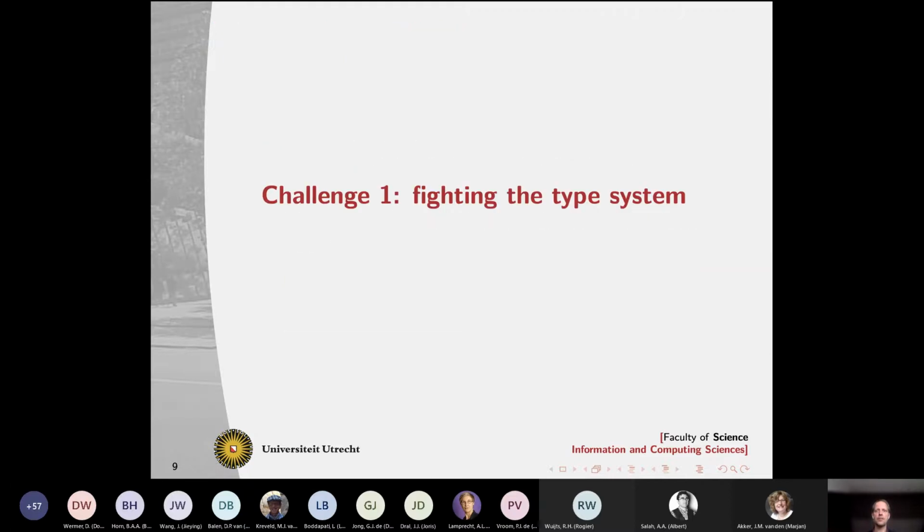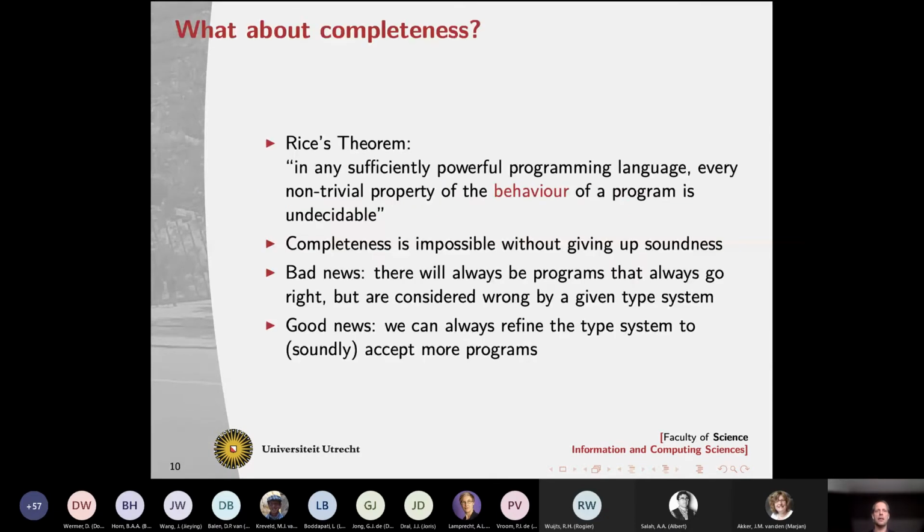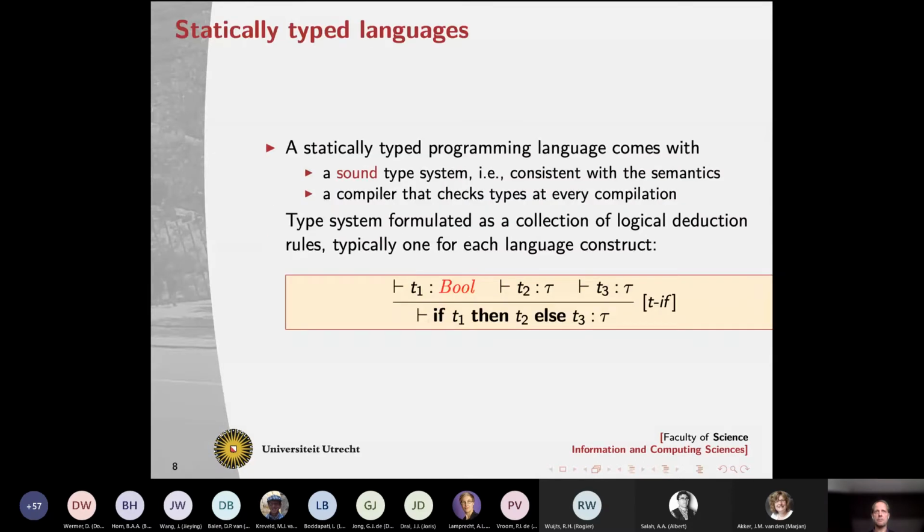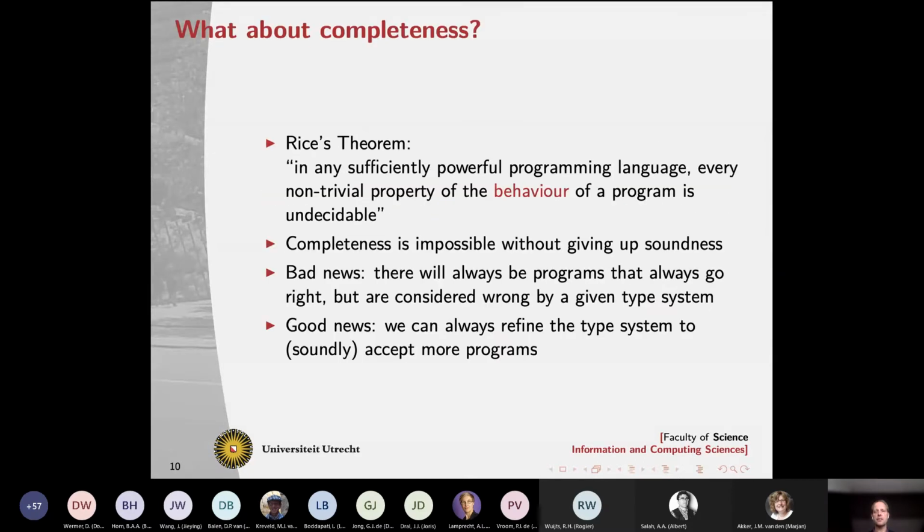Okay, so with this under our belt, let's look at why you sometimes need to fight the type system. We talked about soundness, and why you need to fight the type system is because type systems are not complete. If we look at Rice's theorem, this is a basic theorem in computability theory. In any sufficiently powerful programming language, every non-trivial property of the behavior of a program is undecidable. So you cannot have completeness unless you give up soundness. But soundness means we cannot trust the compiler anymore. So we prefer to trust the compiler and give up completeness.